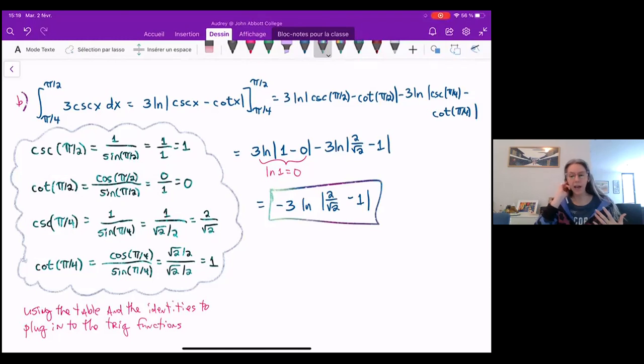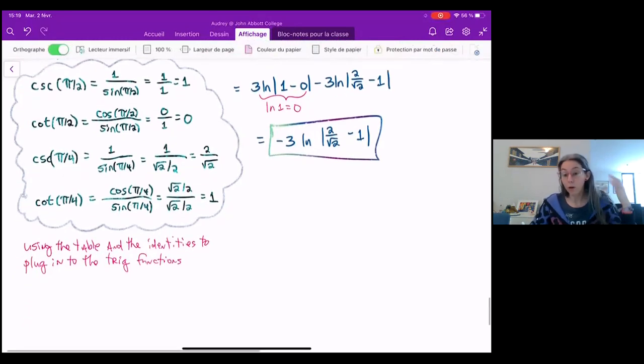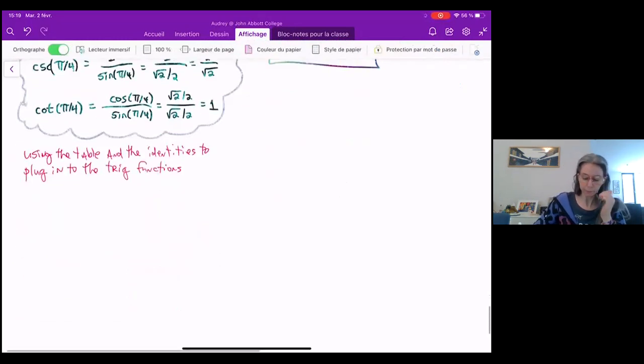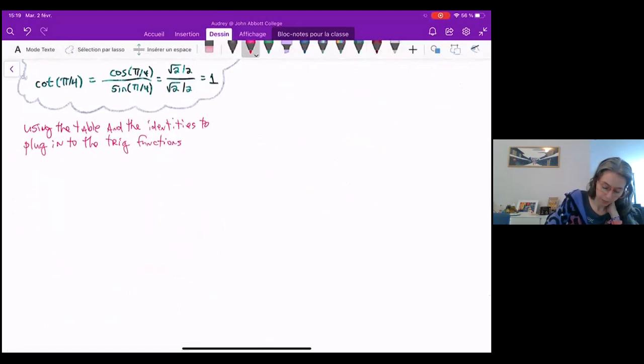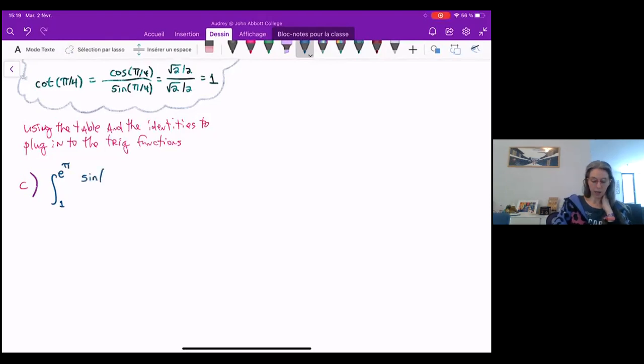Okay, so we've seen how to plug in the bounds to the trig functions and how we can use those identities to help us. Let's do 2 substitution problems to remember how to deal with bounds in terms of substitution. So C, we're going to look at the integral from 1 to e to the power of pi of sine of ln x over x dx.